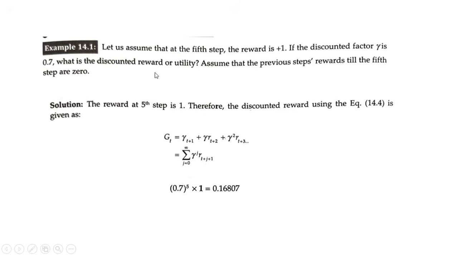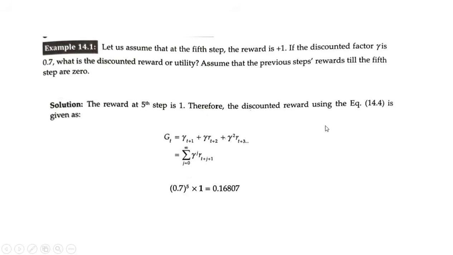Now let's do a problem on this. Let us assume that at the fifth step the reward is +1. If the discount factor gamma is 0.7, then what is the discounted reward or utility? Assume that the previous steps' rewards till the fifth step are 0. So till the fifth step I have rewards of 0, and we need to calculate the reward at the fifth step. In the question it is given as 1.